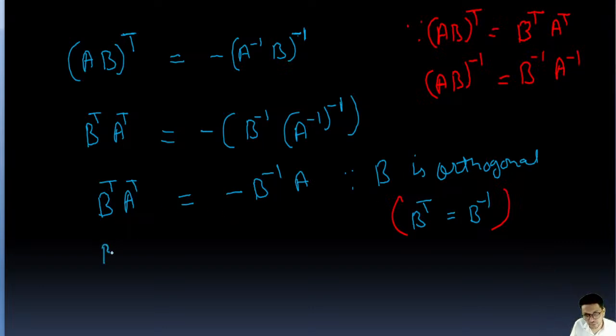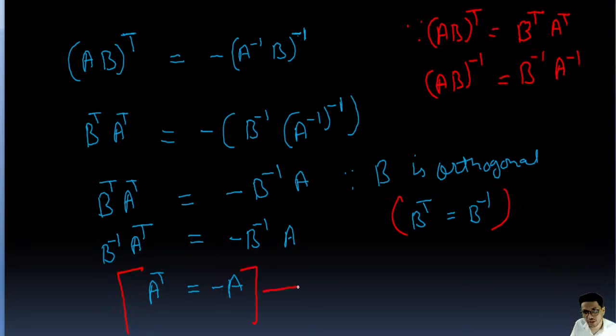So this is going to be B inverse A transpose, or transpose of A, equal to minus B inverse A. B inverse will get cancelled. So transpose of A is going to be minus A. This is the condition.